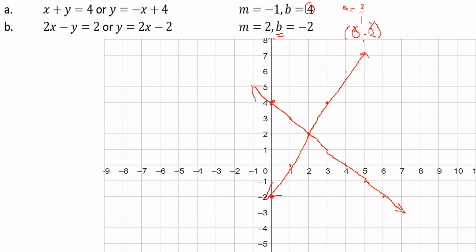So ang point of intersection nila is at point 2, 2. So therefore, the solution set is 2, 2. Kung diin kani nag-intersect or nagtabo ang atong duha ka graph, dira ang ilang solution set or point of intersection.